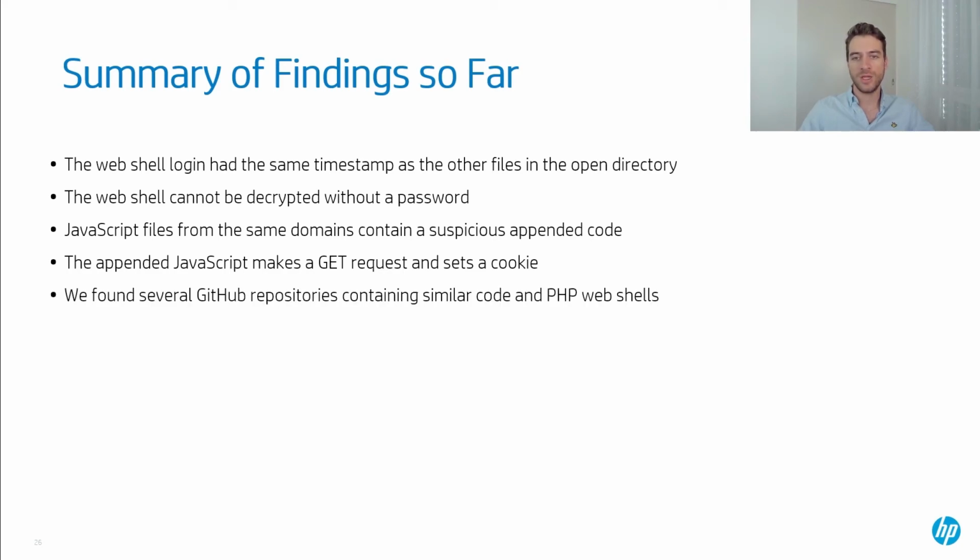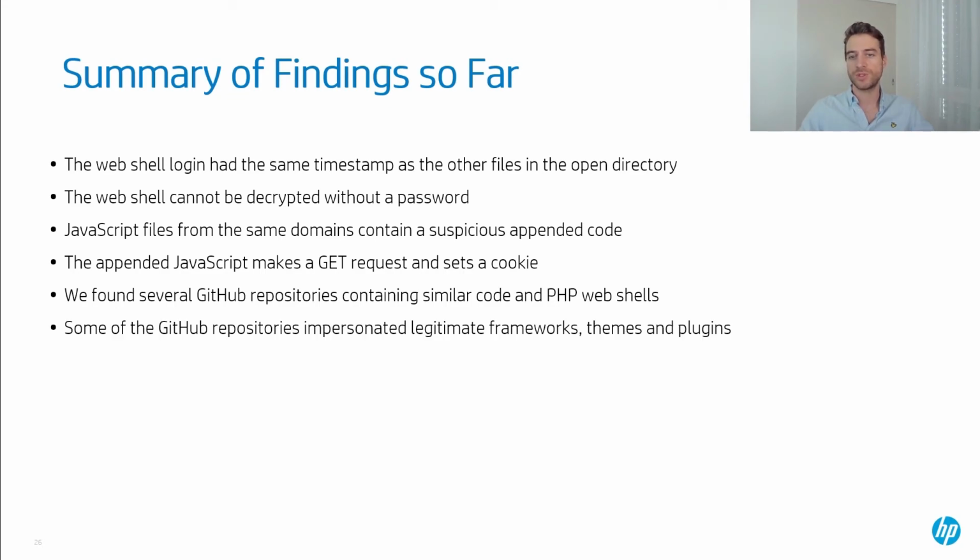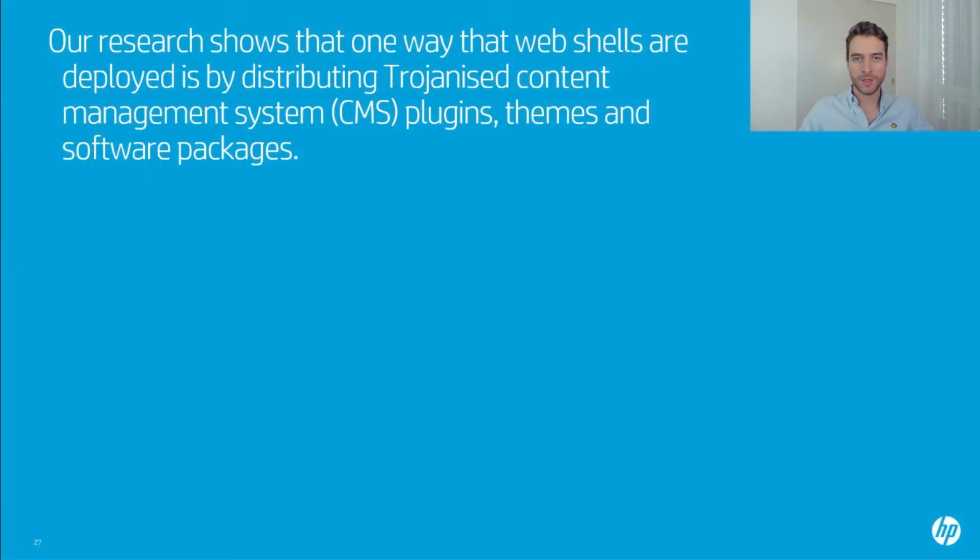Searching for keywords contained in the JavaScript code, we managed to find various GitHub repositories containing not only suspicious JavaScript, but also PHP web shells. And some of those repositories seem to be impersonating legitimate frameworks, themes, and plugins. Based on our findings, we came to the following conclusion, which tries to answer the question of how those websites were compromised after all. Our research shows that one way that web shells are deployed is by distributing Trojanized content management system plugins, themes, and software packages.